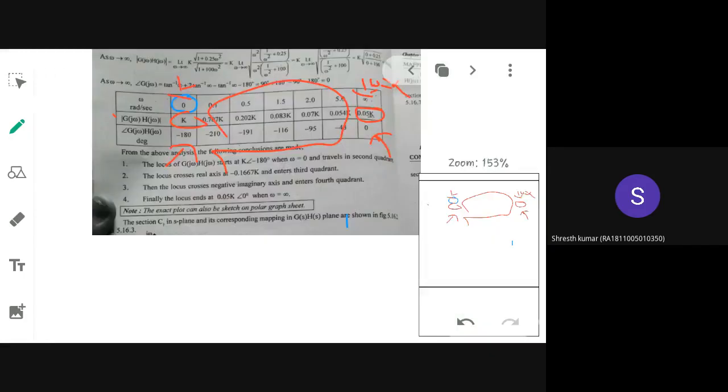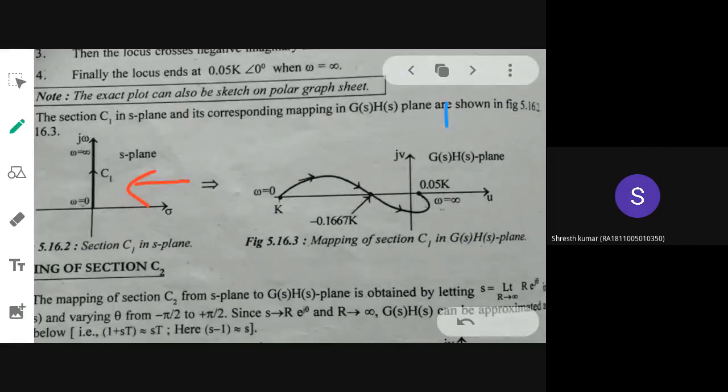Next, this is the segment that we are discussing, and you have to map it in the G(s)H(s) plane. The crossing point is known to you, this is the crossing point, so you mark it. Now you need to know the start point. The start point is where omega is equal to 0, for which the magnitude is k and the angle is minus 180 degrees. So this is your minus 180 degree axis.